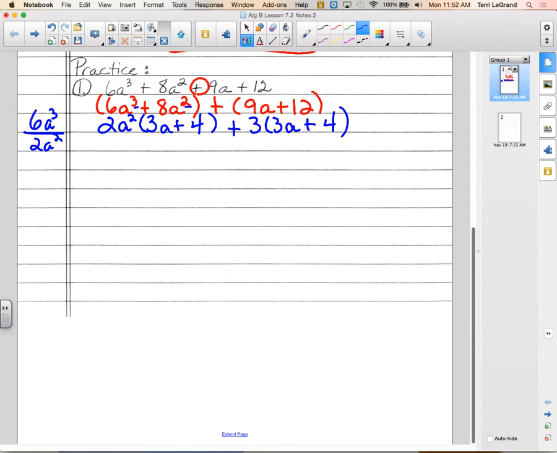Cameron, what do you like about that? Both the binomials in parentheses are the same. Yeah, the binomial factors of each of those groups are the same. That's their common factor.